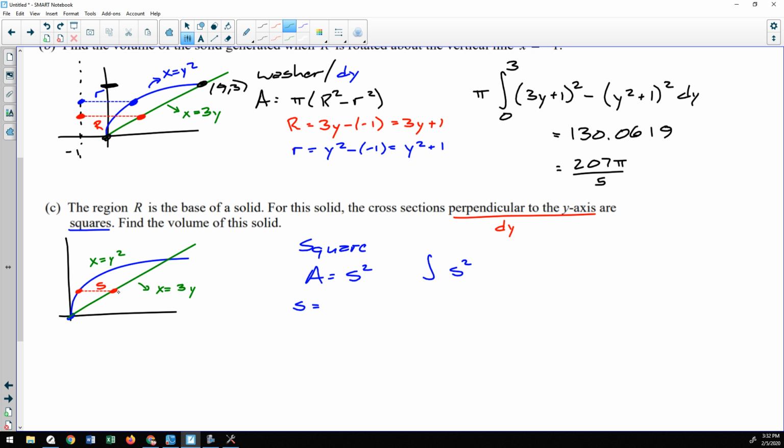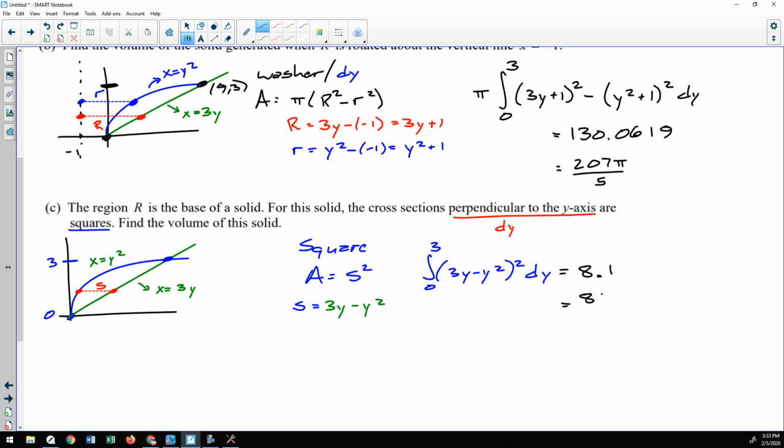And my side length will be my right point, 3y, minus my left point, y squared, and that is what we're going to integrate. So we're going to do the antiderivative of that whole side length, 3y minus y squared, squared, dy. And my limits of integration again will be from 0 to 3, because 3 is the y coordinate that is the upper part of this boundary of this region. So 0 to 3, there is your antiderivative. And once again, we will just throw this in the calculator, and this gives us a nice clean answer of 8.1, or if your calculator gives you the answer as a fraction, it is 81 over 10.